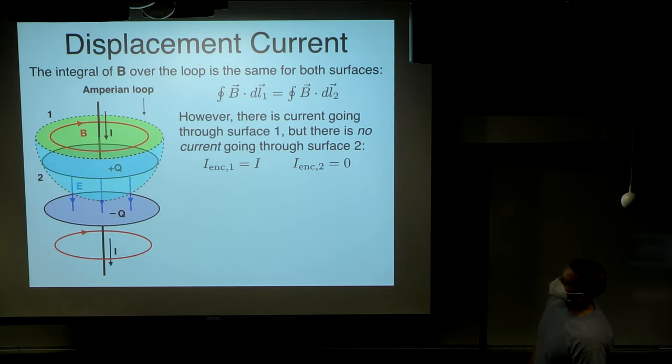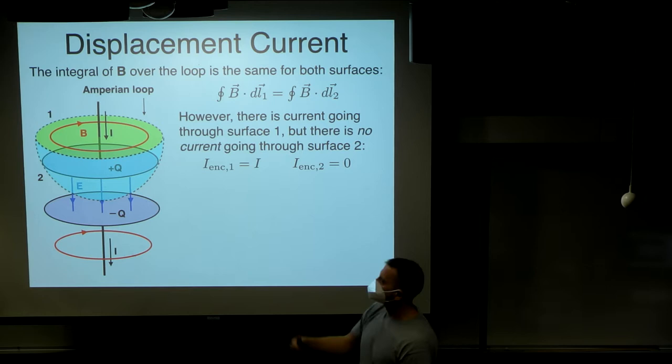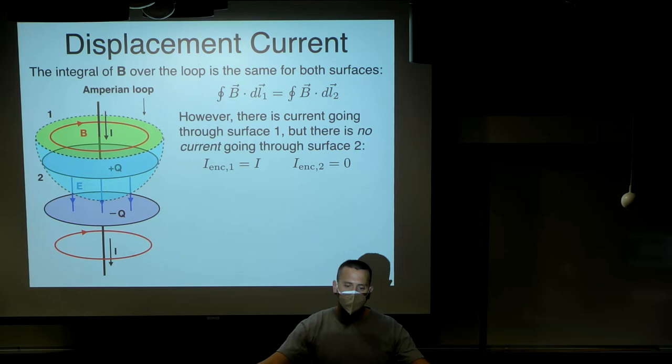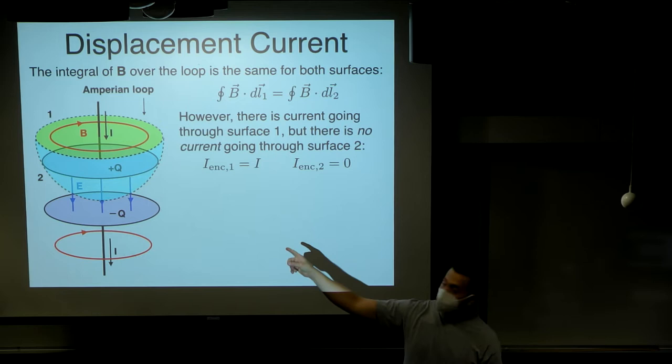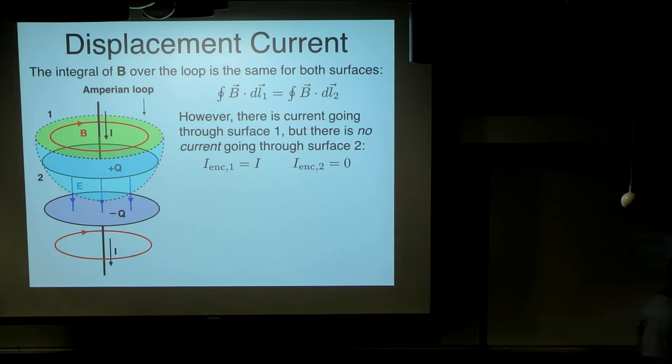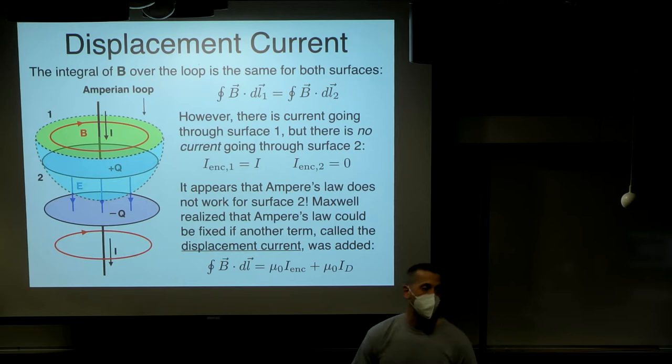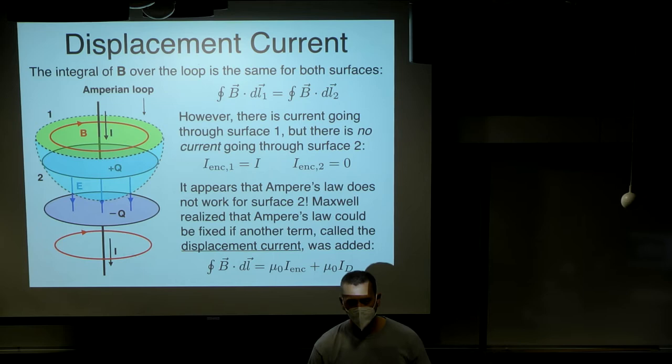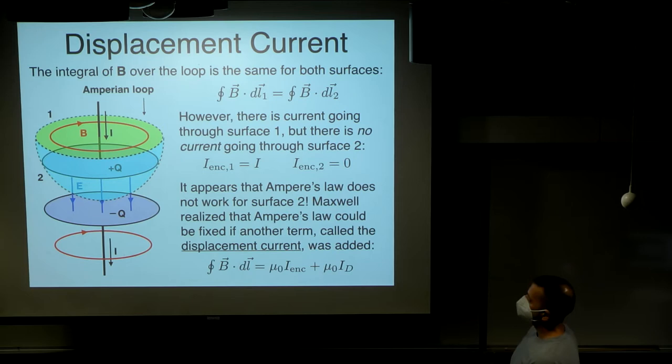So, is that kind of a problem? Because B dot dL is supposed to just equal mu naught times I enclosed, and that's just supposed to generally hold true. But I've shown you an example where clearly Ampere's law is not holding true, because B dot dL for surface one gives you the expected result, but B dot dL for surface two doesn't give you the expected result, okay? So that is a big problem that Maxwell realized was present in Ampere's law, okay? Maxwell basically realized that this is a situation where Ampere's law, as we know it, kind of breaks down, okay?